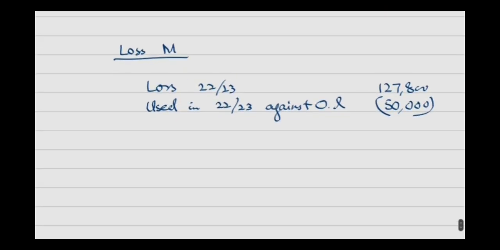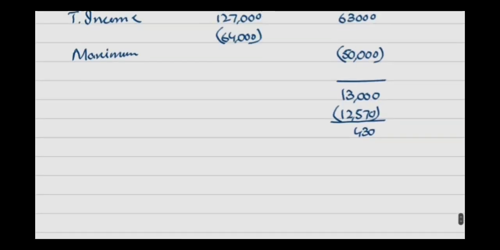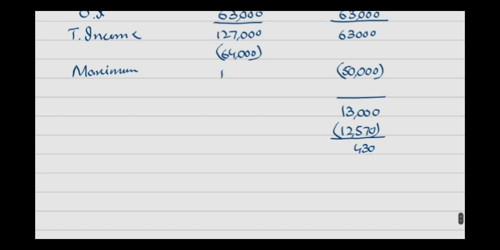Now consider that out of 1,27,800, 50,000 has been set off in the current year and 64,000 in the previous year's trading profit, so the remaining 13,800 of loss is available to be set off against other income. So, used in 21-22 against same trade: if a loss is set off against the same trade, no restriction is applicable. After that we have 13,800 of loss available. Here, no doubt, the restriction is applicable, but as the amount is less than 50,000, we can set off the whole amount.